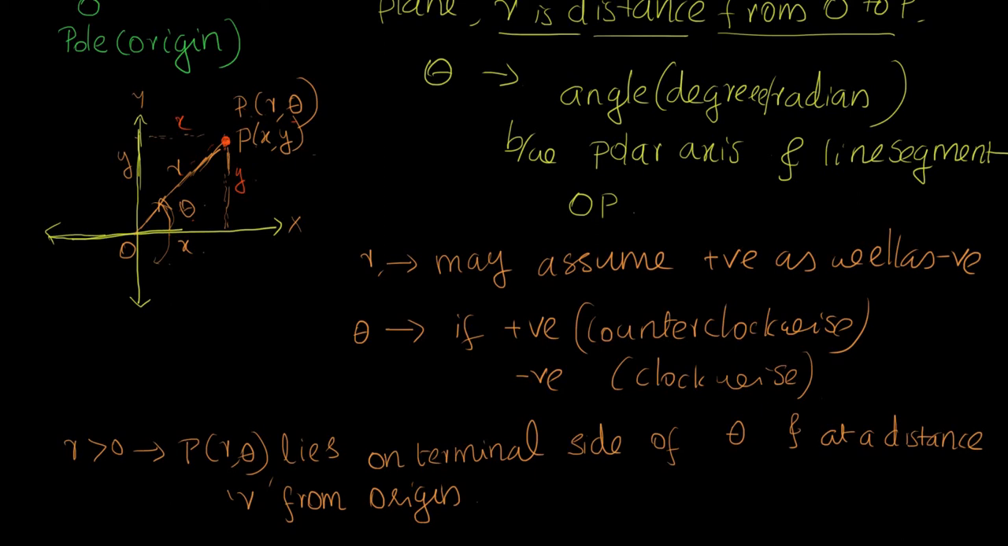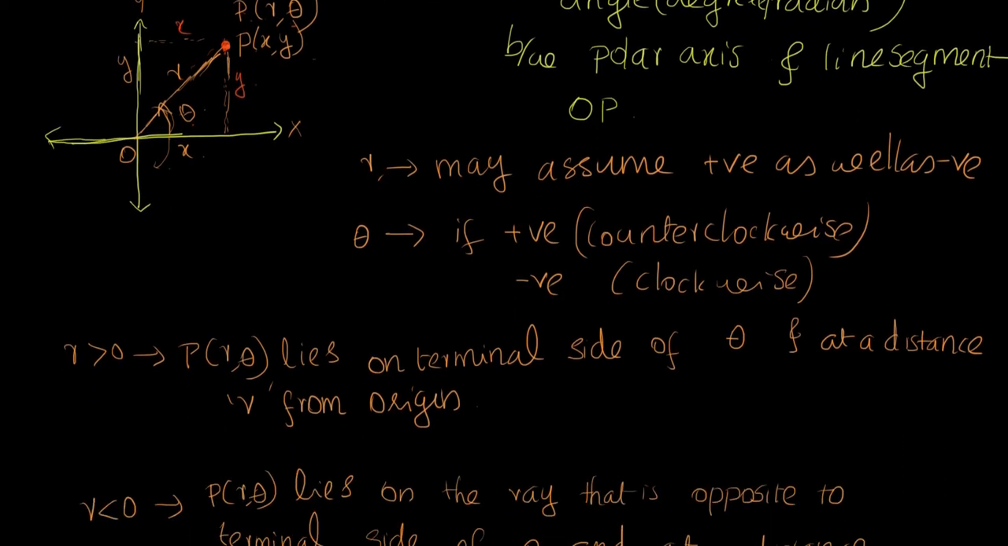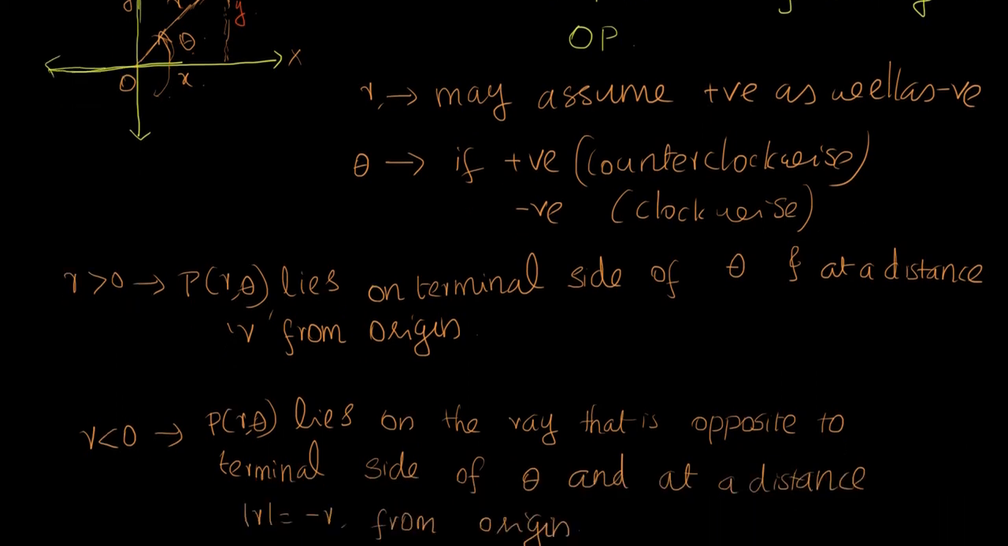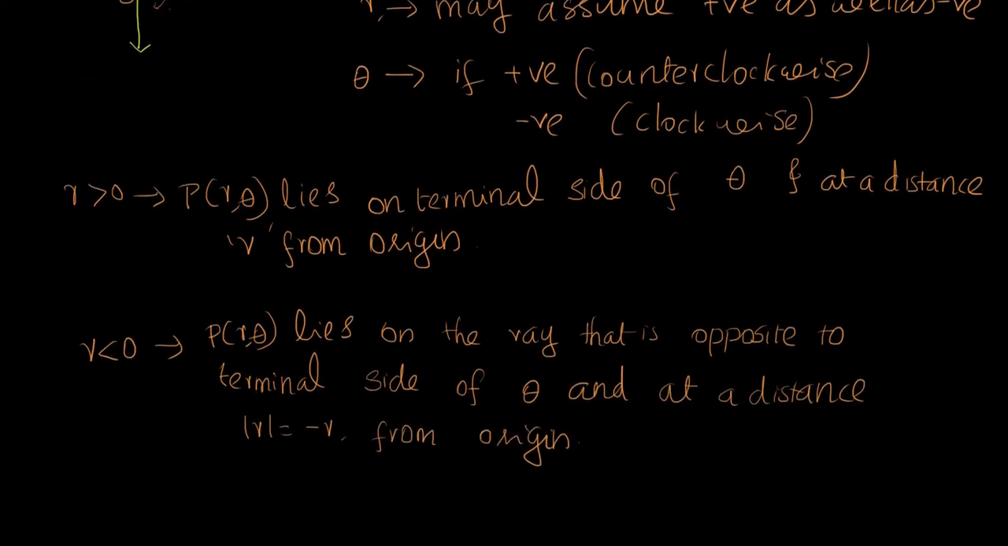Okay. And we also have to notice that when r is greater than 0, P(r, theta) lies on the terminal side of theta at a distance r from the origin. If r is less than 0, P(r, theta) lies on the ray opposite to the terminal side of theta, at a distance |r| equal to minus r from the origin.